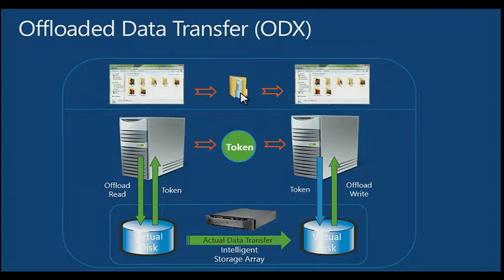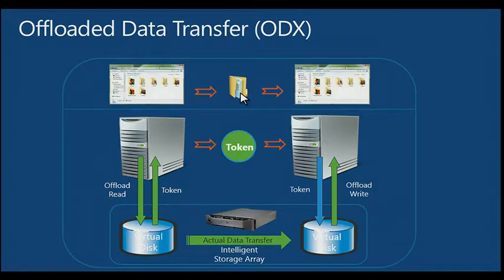So what offloaded data transfer allows us to do, in scenarios like this where the array supports ODX, is basically pick up that data. Windows Server says, Mr. SAN, copy that data from there to there, and tell me when you're done. Windows Server chucks it off to the SAN, which returns a token, and the token gets passed off to the other server that we're copying to. The data actually gets transferred at the SAN level as opposed to being copied over the network. So instead of using disk I/O, network and CPU to do the file copy, it basically just happens at storage, and it happens extremely quickly. So that's what ODX does.